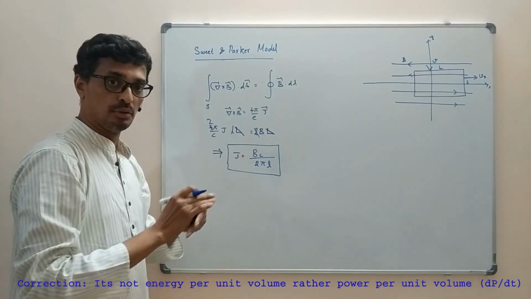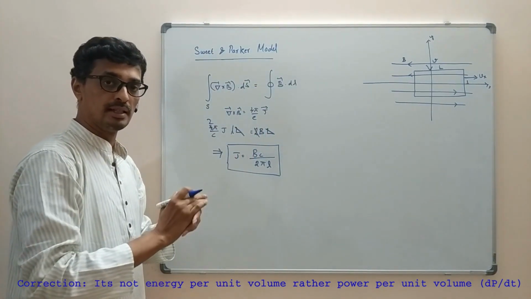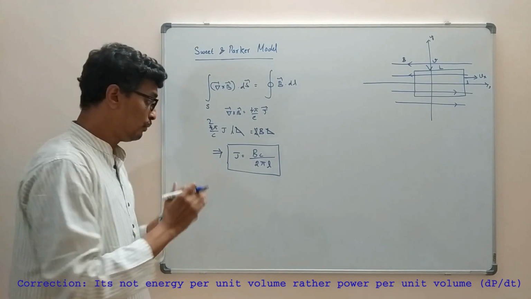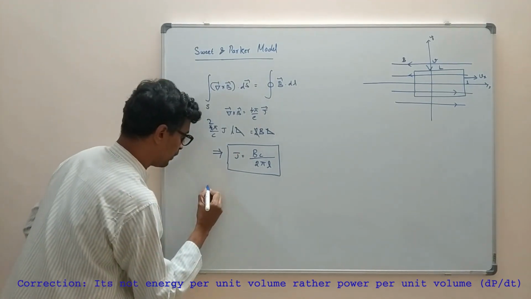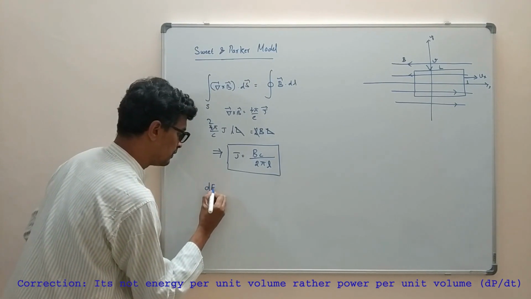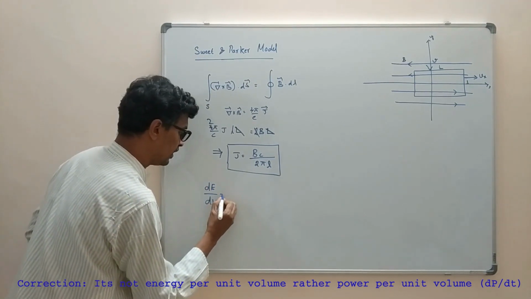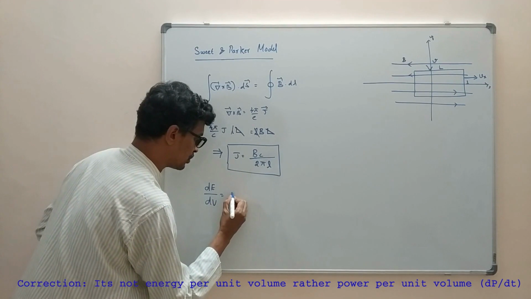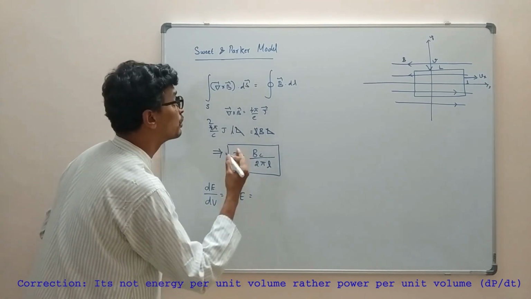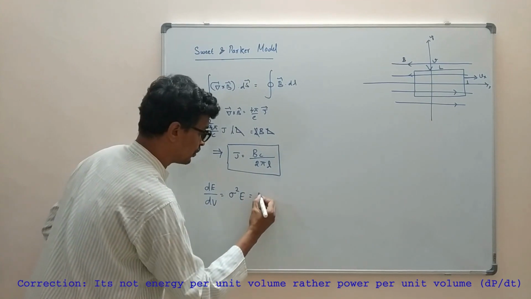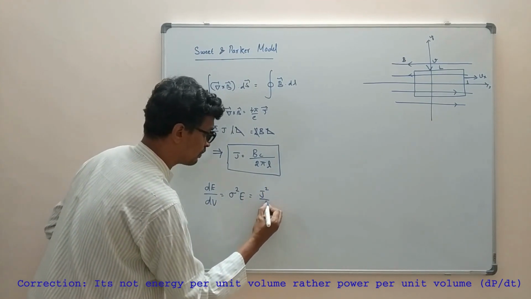So let us calculate the energy released per unit volume due to ohmic dissipation. We know that the ohmic dissipation of energy dE by dV will be equal to sigma E squared. Now we know J equals sigma E, therefore I can write this as J squared by sigma.